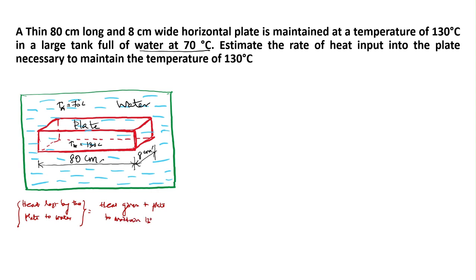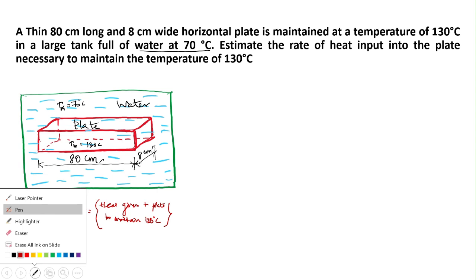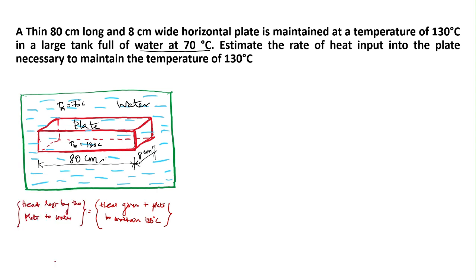130 degrees Celsius. So in order to maintain 130 degrees Celsius for the plate, the amount of heat that is given to the plate is equal to the heat lost by the plate to the water. So first we find the heat lost by convection, which is equal to the heat given. So first we find the heat loss by convection.